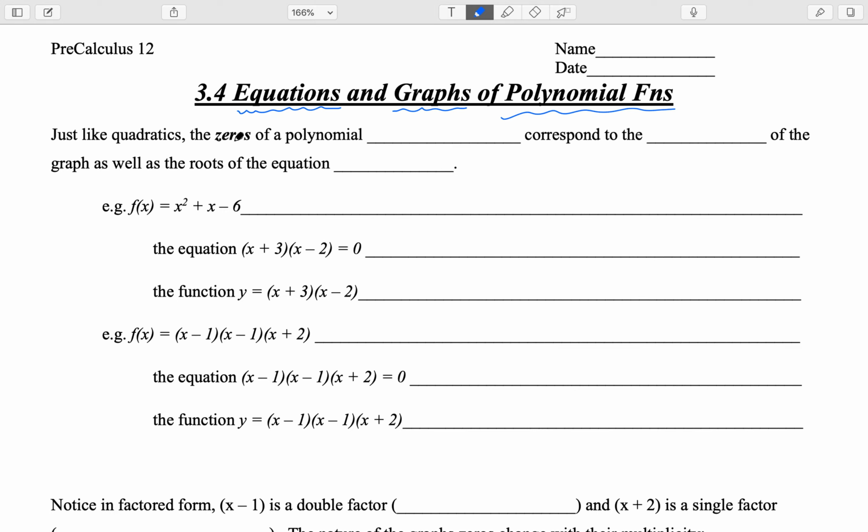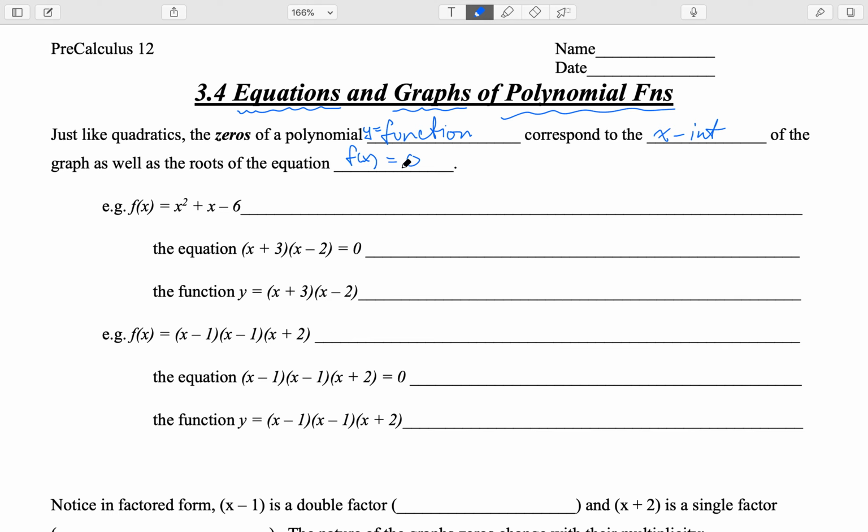Just like quadratics, the zeros of a polynomial function, where a polynomial function is like y equals some x squared, correspond to the x-intercepts of the graph, and they're also the roots of the equation. Now, the equation is going to be some function equal to 0. A function typically means y equals f of x. However, the equation would be the function equal to 0.